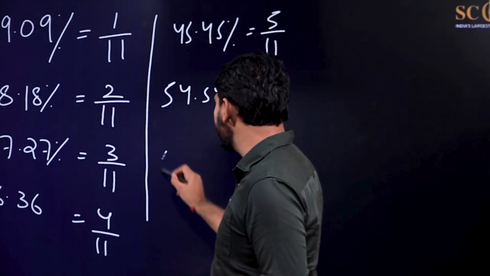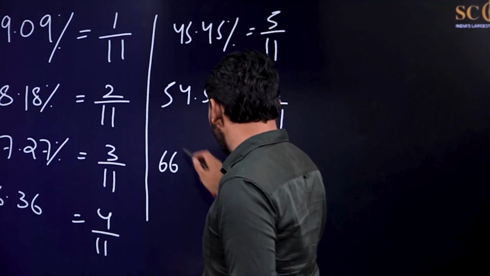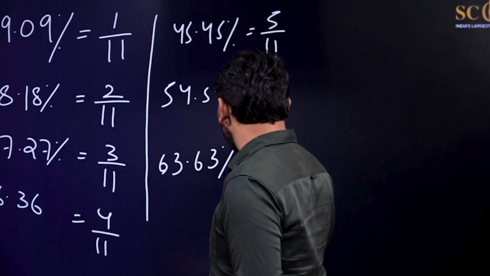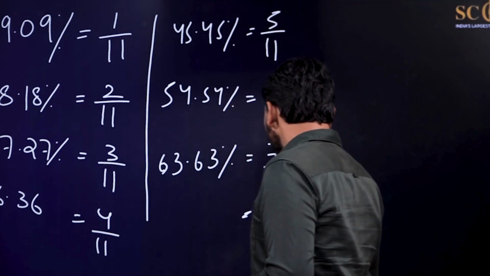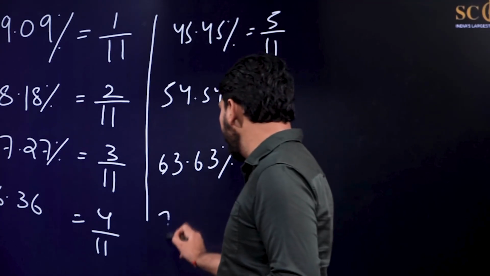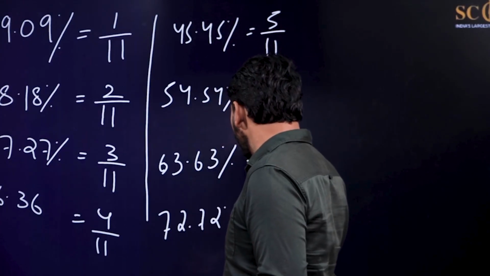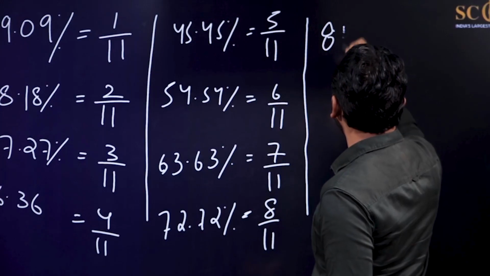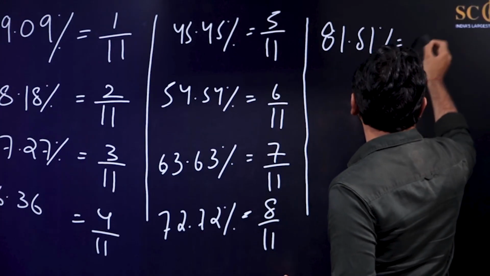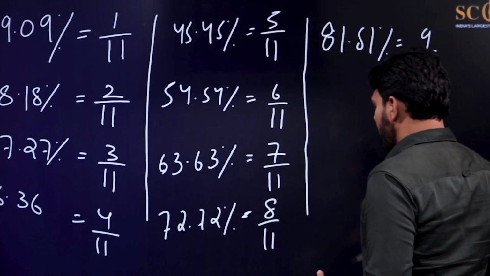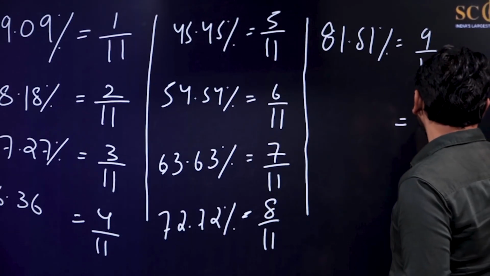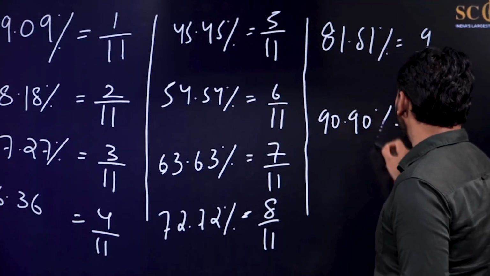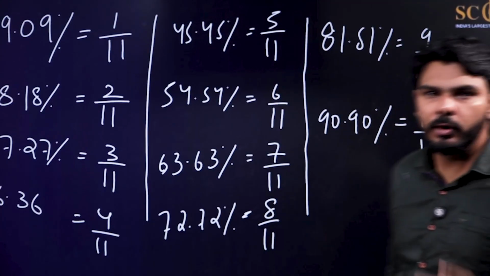Yes, my dear friends. 60, sorry, I got into emotions, so it becomes 63.63%. What is 8 by 11? Yes, 8 by 11 is 72.72%. Now, one more thing. Last two, what is 81.81%? Now you can tell me it is 9 by 11. And last, 10 by 11. 10 by 11 is how much? Now you can tell me it is 90.90% or 90.9%. So it is like this.